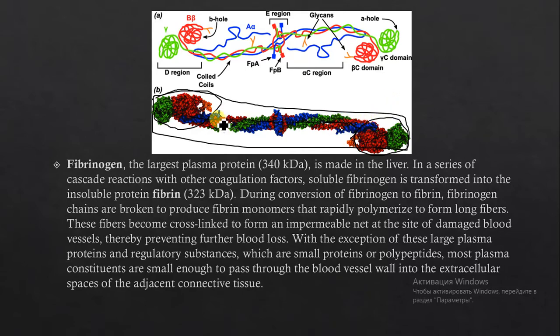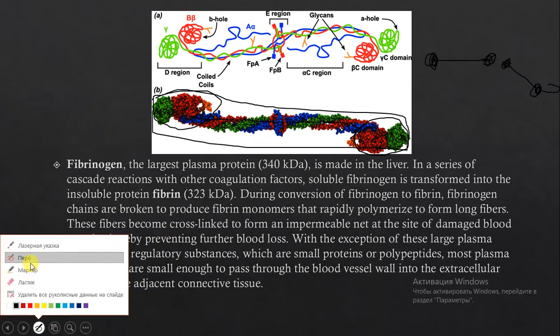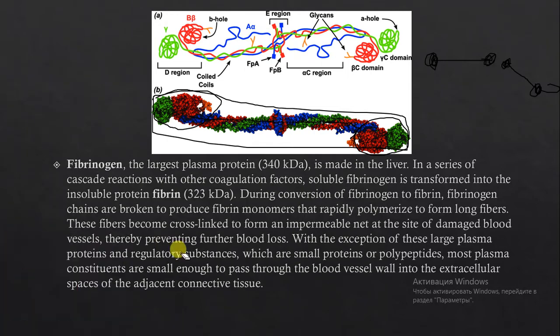So fibrinogen works that way. Just imagine we have one fibrinogen, approximately, I will draw it this way, and another fibrinogen. When clotting is not required, they just float around like usual proteins in the blood. But if we require any kind of clotting, what happens?